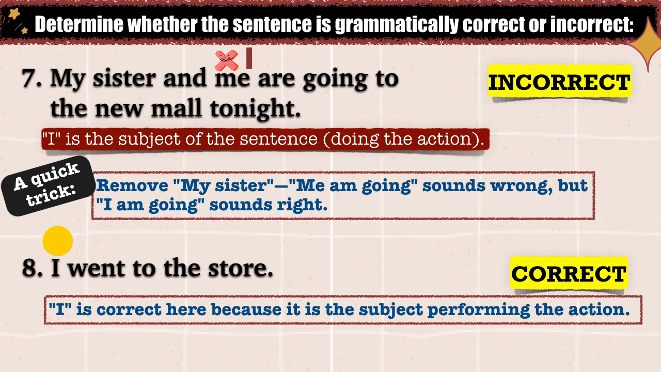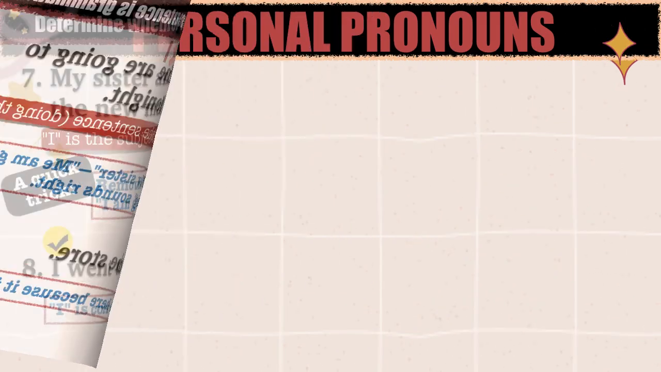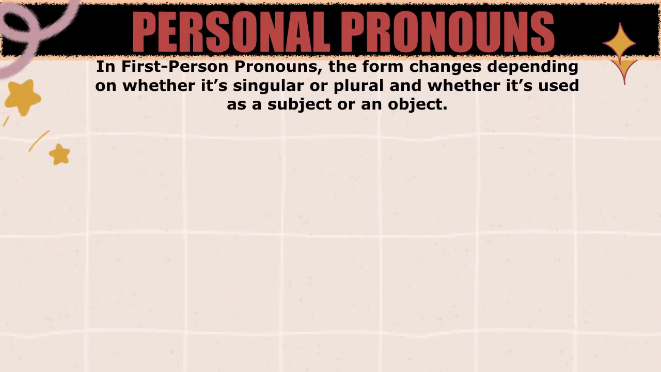Now it's time to explore first person singular and plural in both subjective and objective forms through example sentences for better understanding. In first person pronouns, the form changes depending on whether it's singular or plural and whether it's used as a subject or an object.